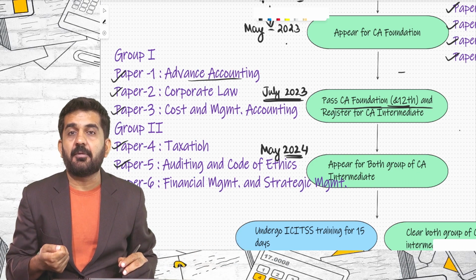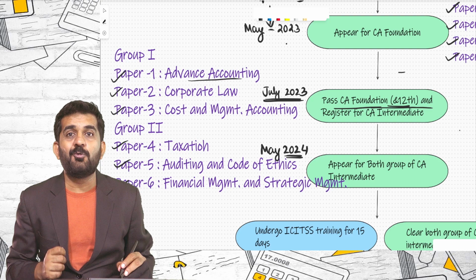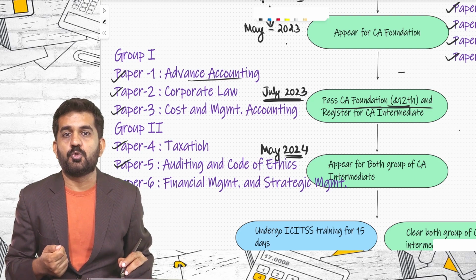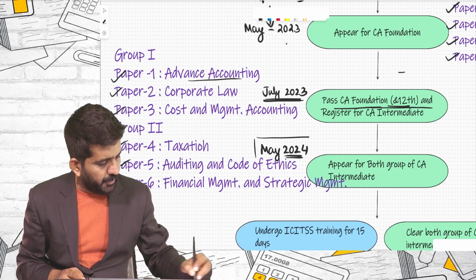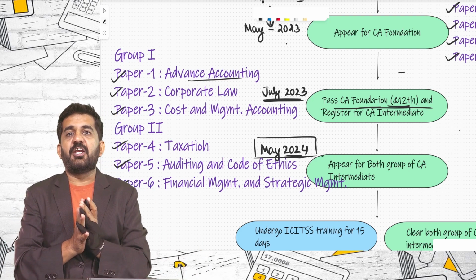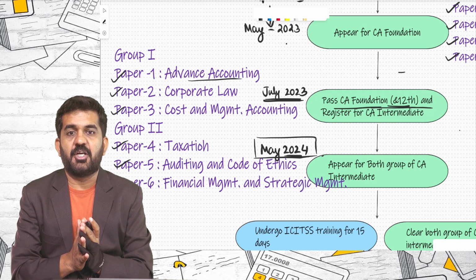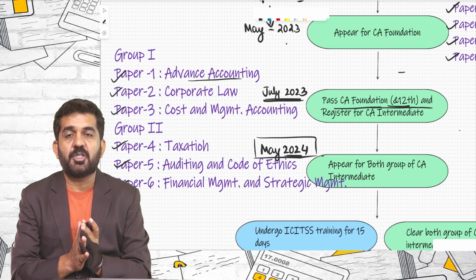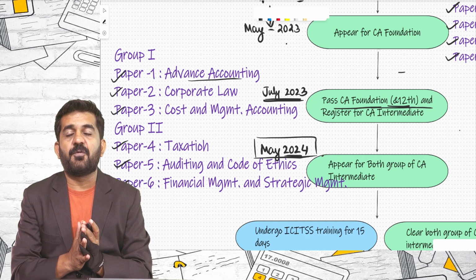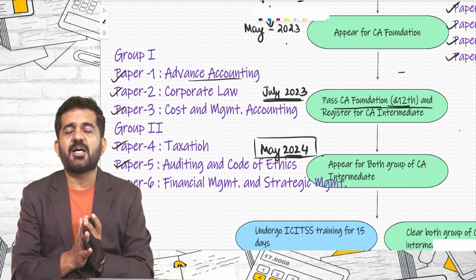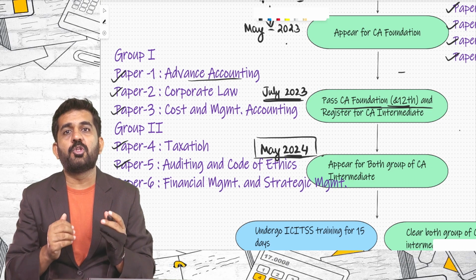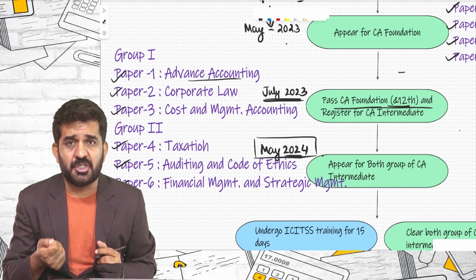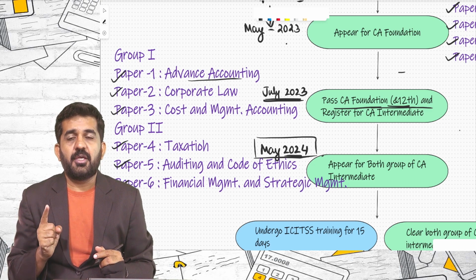So this will be intermediate examination and you will have to compulsorily pass both groups of intermediate examination to join practical training. So when you are going to appear in intermediate examination is May 2024. What are the passing criteria? It remains same, 40% in individual subject and 50% aggregate to pass a particular group or both the groups of examination.